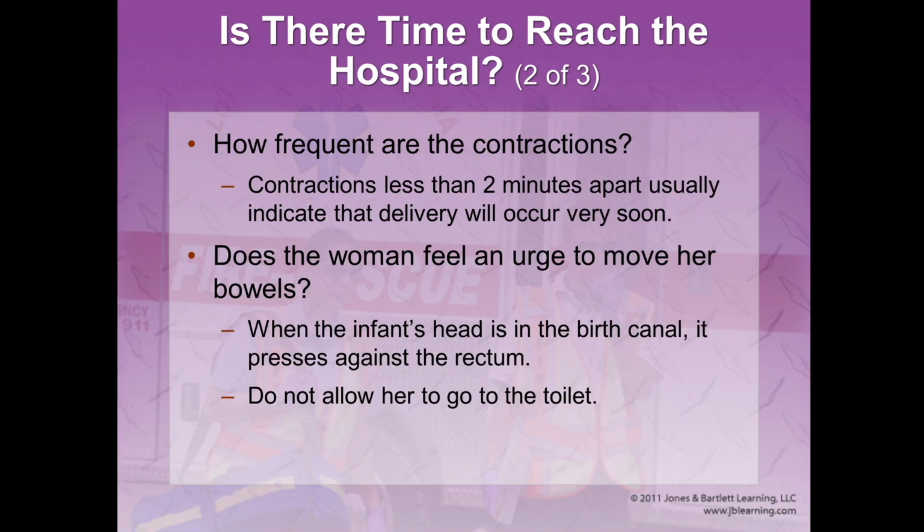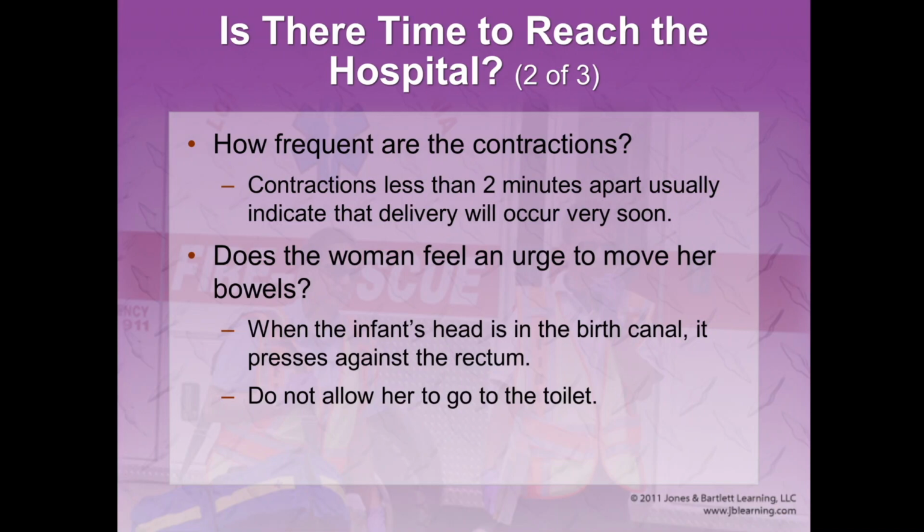Also, we should ask her how many contractions or how frequent the contractions are. Are the contractions less than 2 minutes apart? If they are less than 2 minutes apart, that should be another red flag for us to say, okay, delivery is going to be imminent. If they're longer and further apart, maybe 5 to 10 minutes or every 20 minutes, then we know that we have time to get her to the hospital and that the ambulance should bring her.